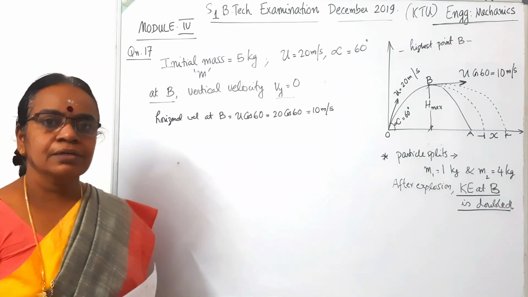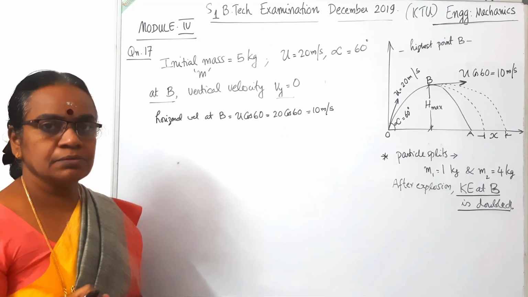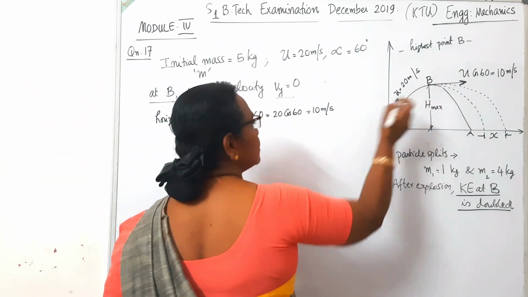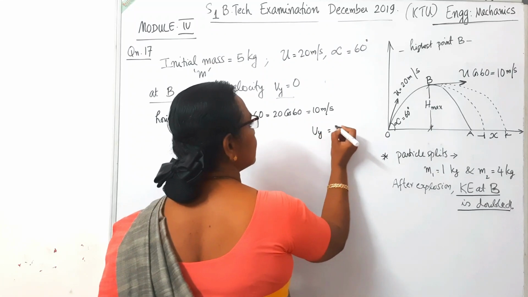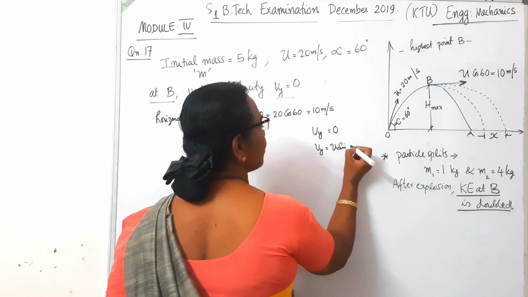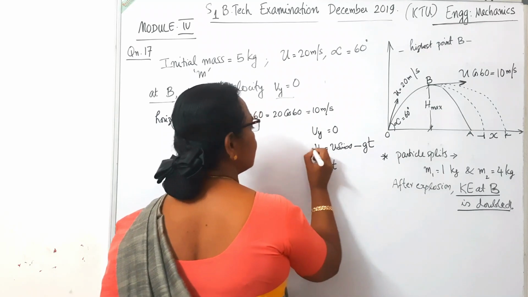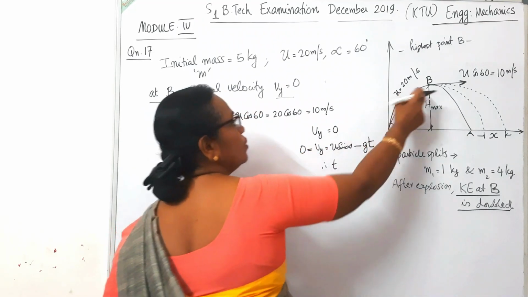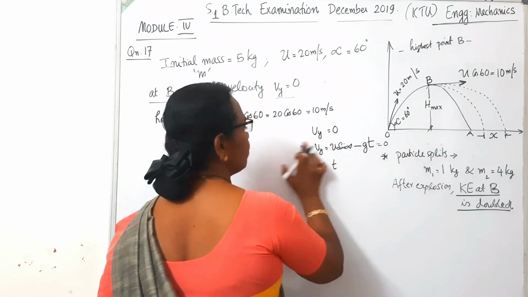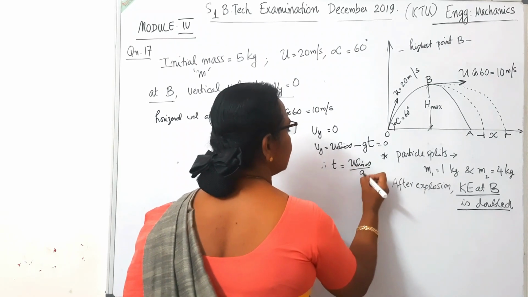Now let us see what is the time taken to reach that highest point. You have studied it in the projectile motion. When you start from here, when it reaches the top, the vertical velocity Vy is equal to 0, and we know V is equal to U sin alpha, initial velocity, upward motion, so minus gt. Therefore this is equal to 0. The vertical velocity is 0 when it reaches B. So from that, U sin alpha minus gt is equal to 0. We get T is equal to U sin alpha by g.